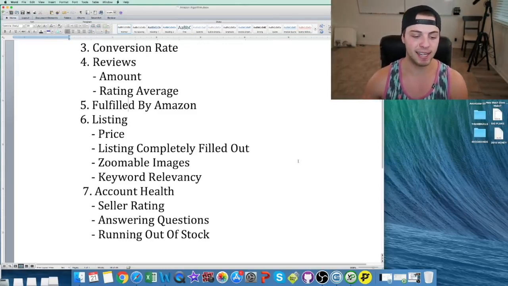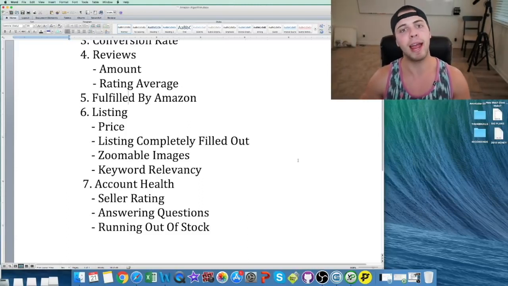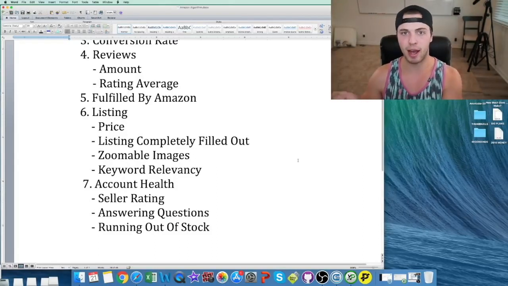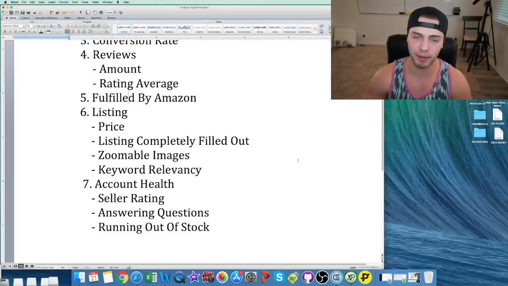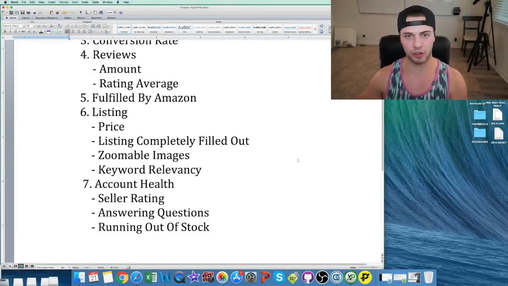Now, lastly is going to be account health. If you have a seller's account and you're selling multiple products, but you have high refunds, you get bad reviews on your seller account, Amazon's not going to push you as much. So seller rating does come into account. If you're fulfilling yourself, your shipping, how fast you do it, your defect rate and things like that come into account. Answering questions. So anything Amazon shows you is most likely in their ranking algorithm.